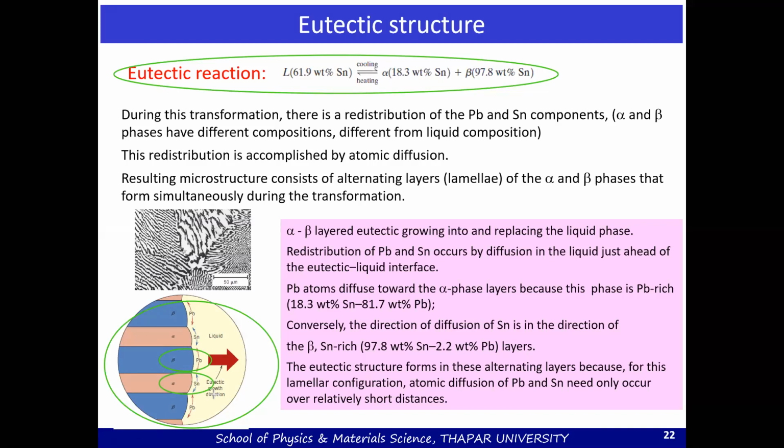So primarily you end up with a layered laminar structure where you have alternate layers of alpha and beta present. Remember, as time progresses, the alpha and beta layers will continue to grow. That means this will grow along this line and this will continue to grow. This will continue to grow along this line. Is it clear?